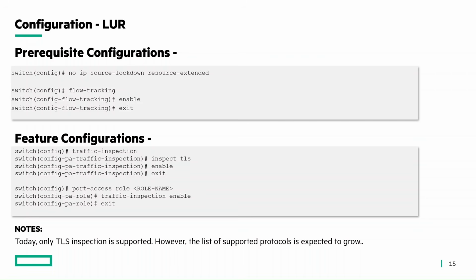Traffic inspection, inspect TLS, enable is all that's required to enable the traffic inspection feature. There is a call out here that we inspect TLS today, but the list of supported protocols is expected to grow. For the role configuration, you enter the role context and then traffic inspection enable.